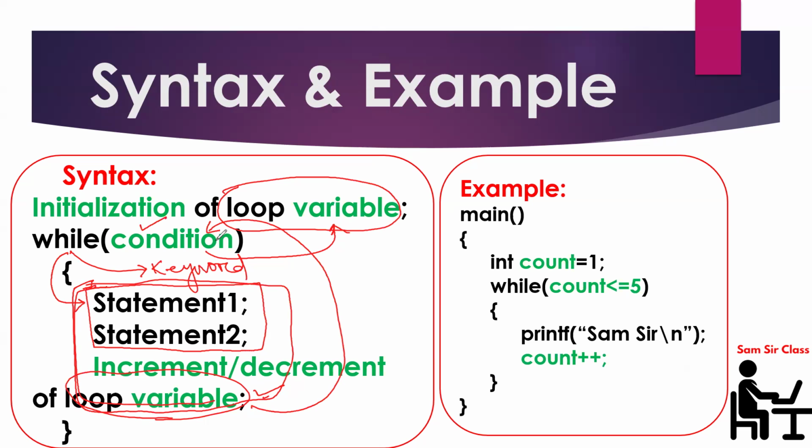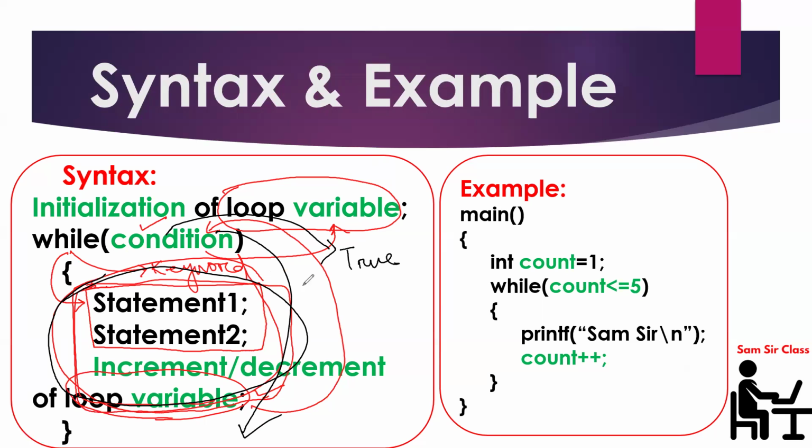Again check the condition. Still the condition is true. Again execute the code. That means the same piece of code, whatever is present inside the while block, you are executing repeatedly till this condition remains true. Once the condition becomes false, you will come out of the while block.